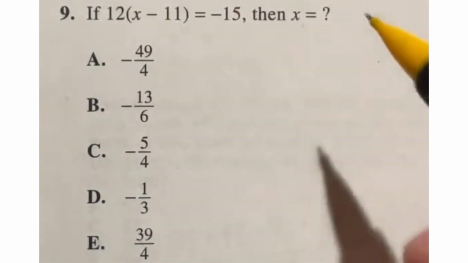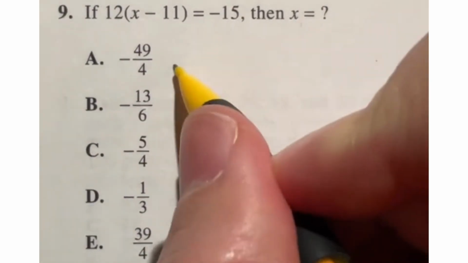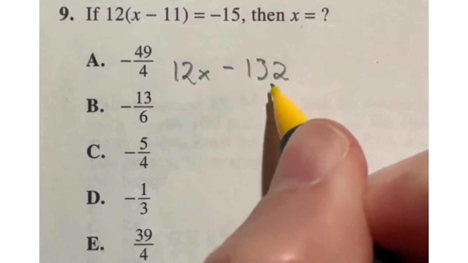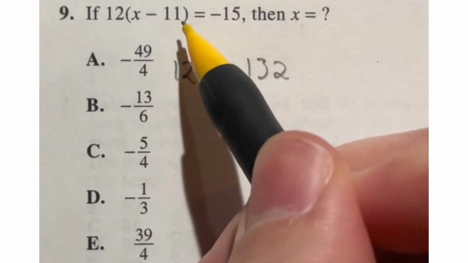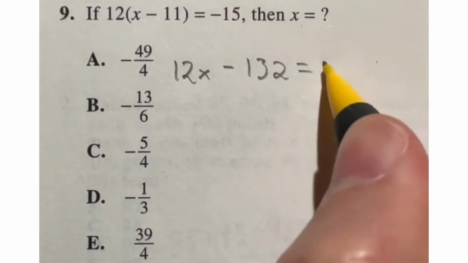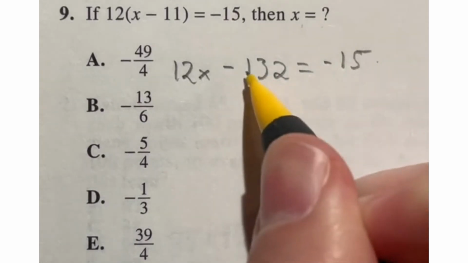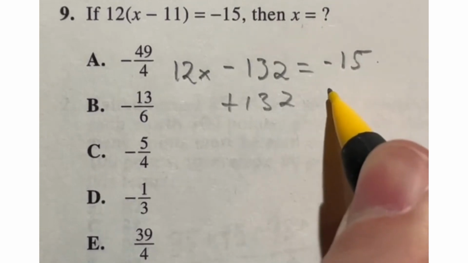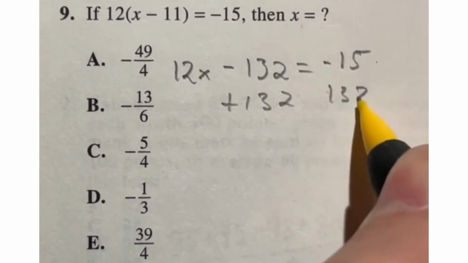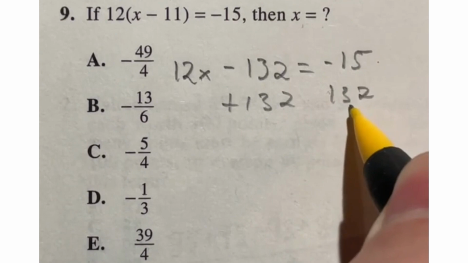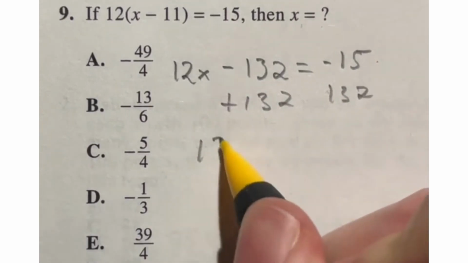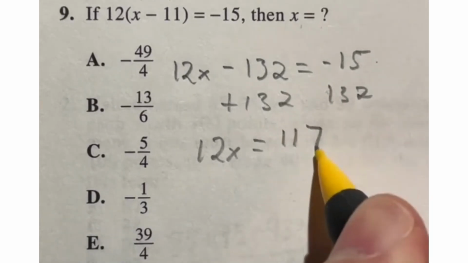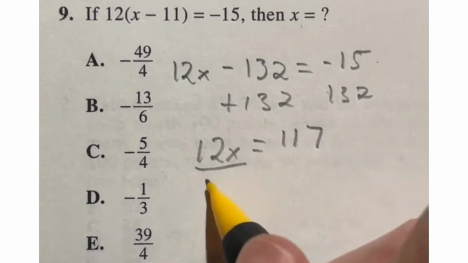So let's go ahead and just do it the second way, just because I think that's what a lot of people would do first. So let's go ahead and distribute this 12, which is going to give us 12x minus 132. That 132 came from 12 times the 11. Then from there, we have that still equal to the negative 15. Now, since we are subtracting that 132, that means we're going to add the 132 to both sides. So if I have negative 15 plus 132, that's going to give me the 12x, which is going to come down, equal to 117. Then from here, we're going to divide both sides by 12.